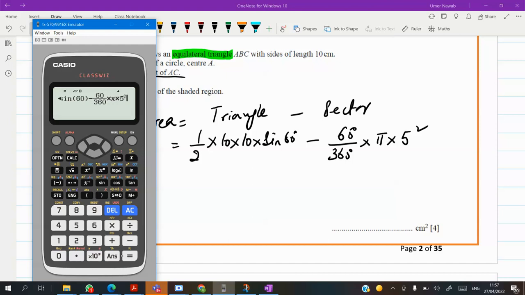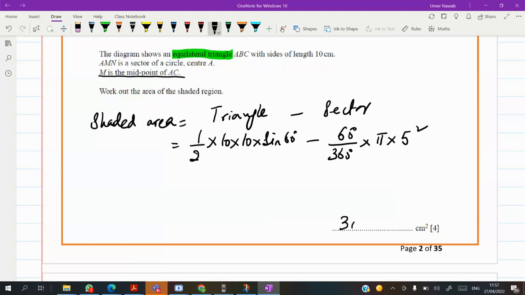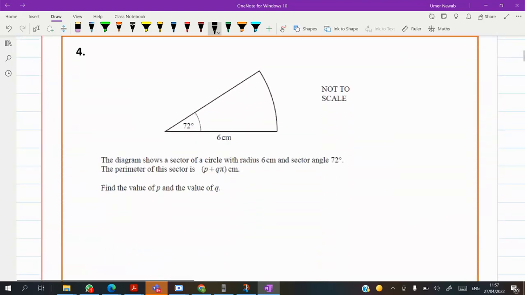So after writing this complete expression in the calculator, we are ready to get our answer, 30.2, because he didn't restrict us on the degree of accuracy. So in the end, we will write it to three significant figures, since there is no restriction on the accuracy. 30.2, we have written our answer to three significant figures.